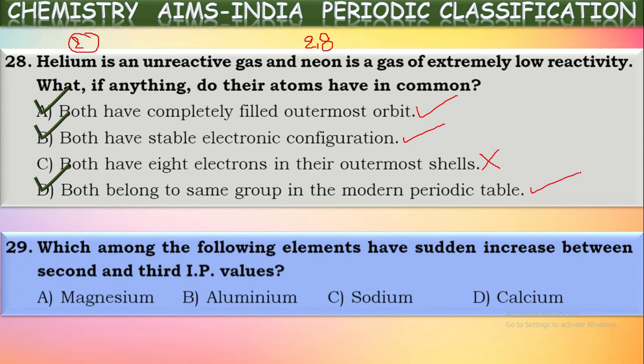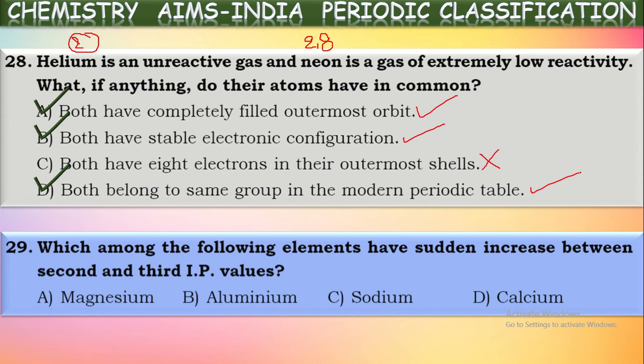Next one, which among the following elements have sudden increase between second and third IP values? We have to understand one thing here. To have a sudden increase between the second and third IP values, the element should have two electrons in its valence shell. Then what happens? After the loss of these two electrons from its outermost shell, it attains the nearest noble gas configuration. By that, the removal of the third electron requires greater energy.